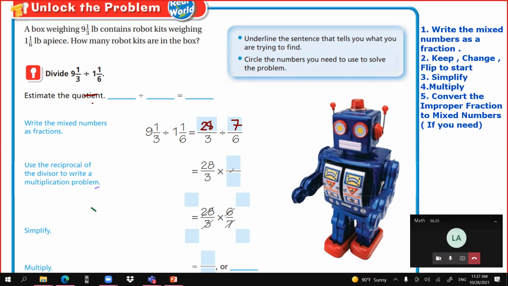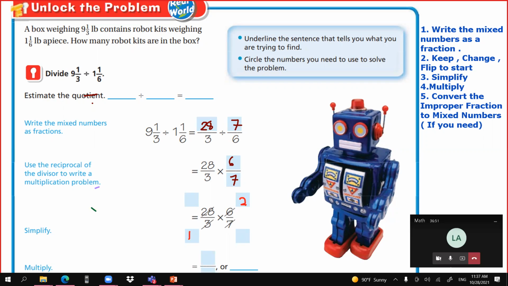Then keep, change, flip. Now we have to simplify. Look at 3 and 7. Do we have a common factor? I will ask myself, can I divide 6 by 3? Yes, since it can be divided, 3 divided by 3 is 1, 6 divided by 3 is 2.